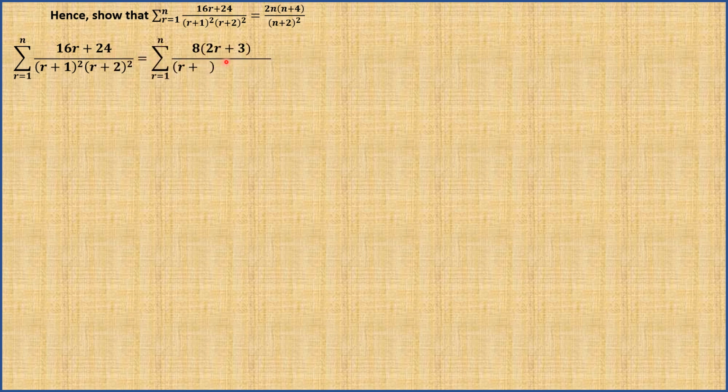When you factor it out, you have 2r plus 3 divided by this, and a constant can just come out with the summation sign. And you have to know that this fraction here is exactly what we did as a partial fraction decomposition in the first part, except that x is replaced with r. It's exactly the same thing. The x there is just a dummy variable, so it does not change anything.